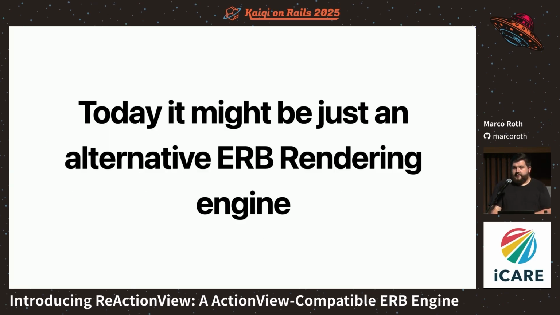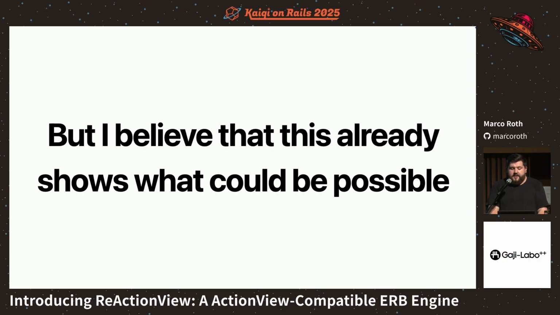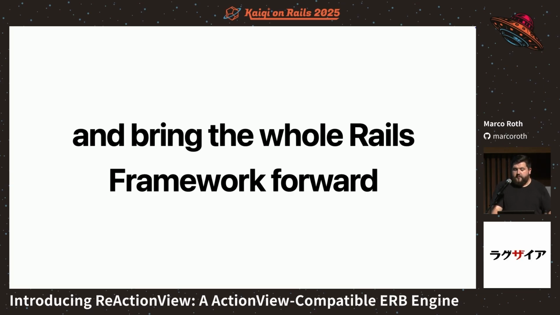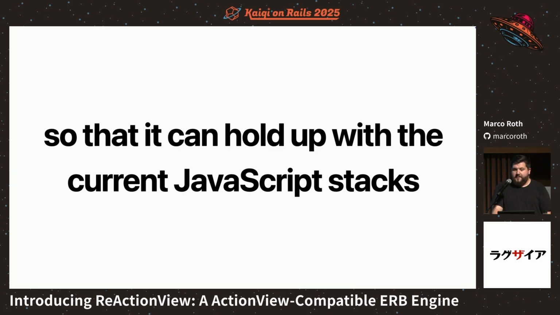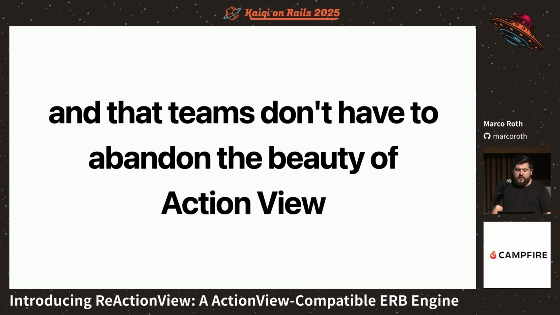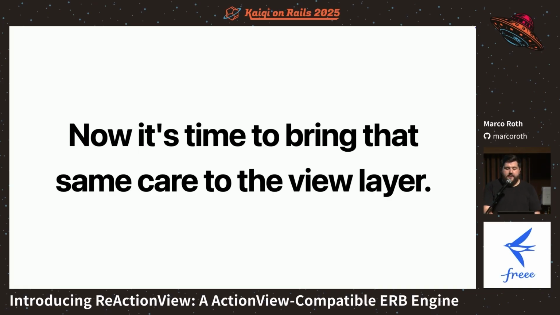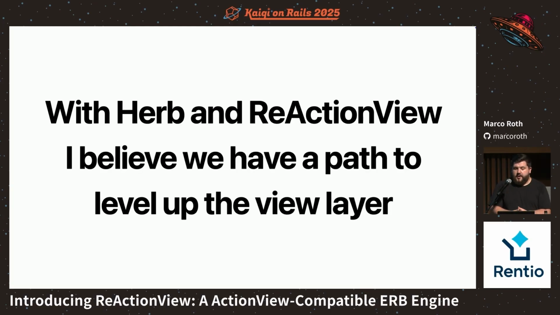Today, it might just be an alternative rendering engine, but I believe that this shows what is possible in the future. We can push more boundaries and bring the whole Rails framework forward. So we can keep up with the current JavaScript stacks and don't have to write JavaScript, but also teams don't have to abandon the beauty of ActionView and server-side rendering. The community has already built credible tooling for Ruby itself, and now it's time to bring the same care to the view layer. With HERB and ReActionView, I believe we have a path forward to make this happen.